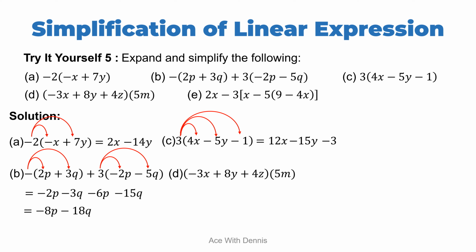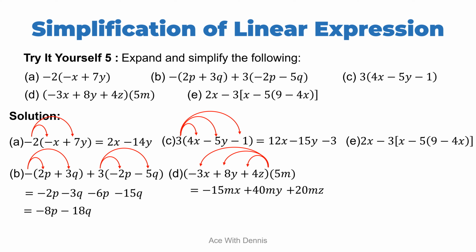For D, bracket minus 3x plus 8y plus 4z times 5m. So 5m times negative 3x, we get negative 15mx. Then 5m times 8y, we get plus 40my. Followed by 5m times 4z, we get plus 20mz. And again, we can simplify further. Hence, the answer is negative 15mx plus 40my plus 20mz.